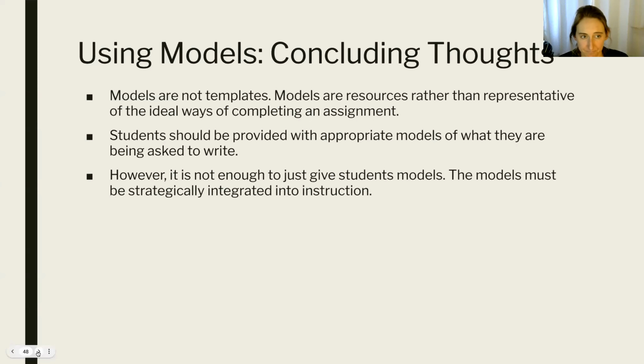Next slide, please. So I think really concluding thoughts here is that it's really important for students to be provided with appropriate models. But again, it's not enough to just give students the models. They really must be strategically integrated into our instruction. And we really want students to come away with the idea that models aren't templates, they're not fill-in-the-blanks, but they're resources that we can use to become better writers, not representative of some ideal way of completing an assignment. So thank you very much.